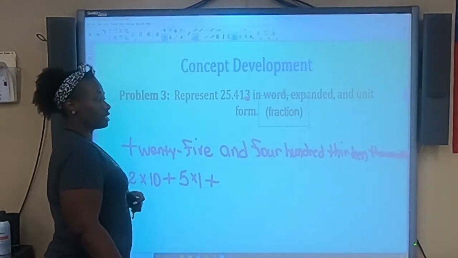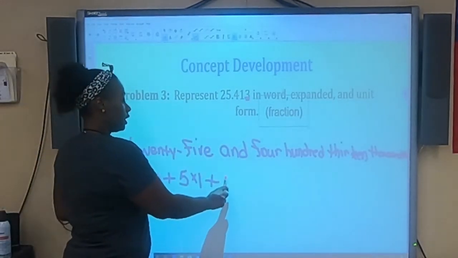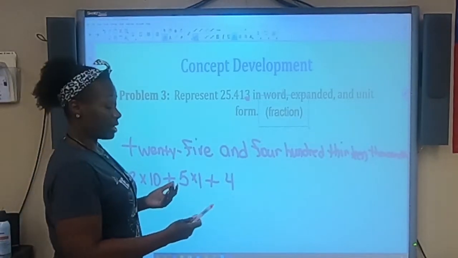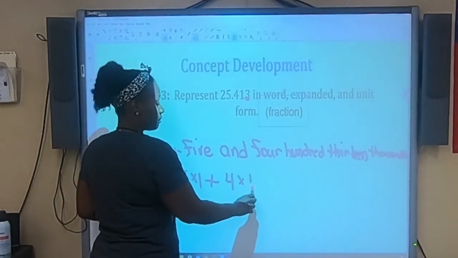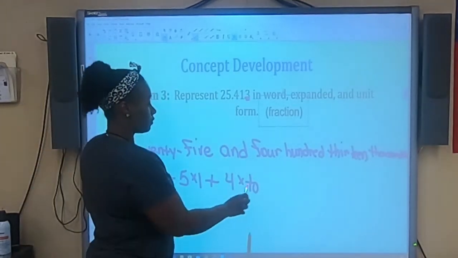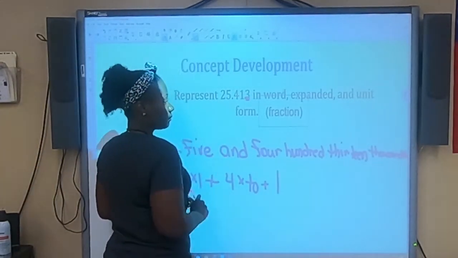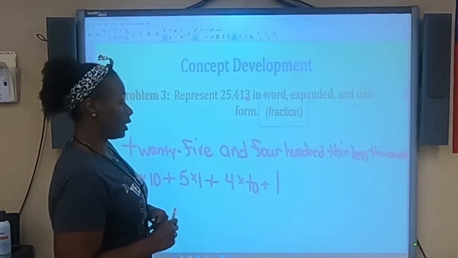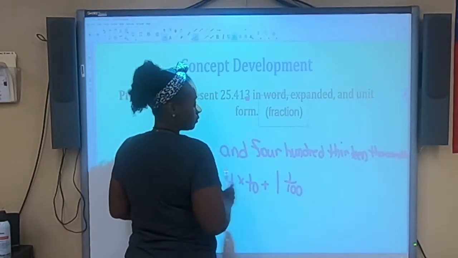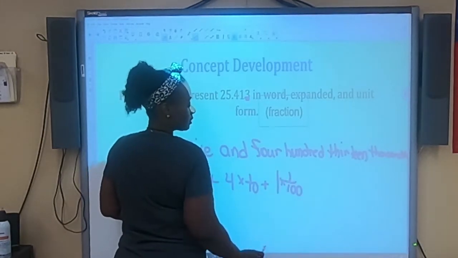Moving on to my next digit, which is the 4. And I ask myself, what place value is the 4 in? It's in the tenths place. I'm going to times by the tenths. Moving on, my next digit is the 1. What place value is the 1 in? The hundredths place. Oops, I have my times.